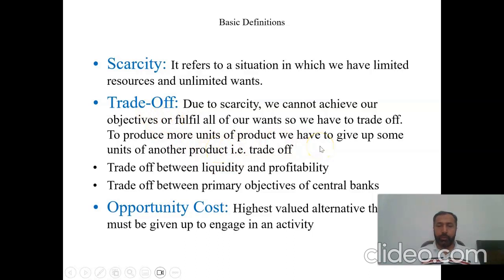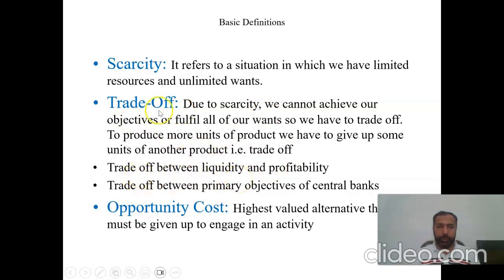For example, if I go to a grocery shop and I want to buy different things, and if to buy a specific product like cooking oil or sugar or flour, I give up the purchasing of some other products like toothpaste, like cold drinks, we will call it that we are trading off. In the field of banking, accounting, and economics, there is a trade-off between many variables.